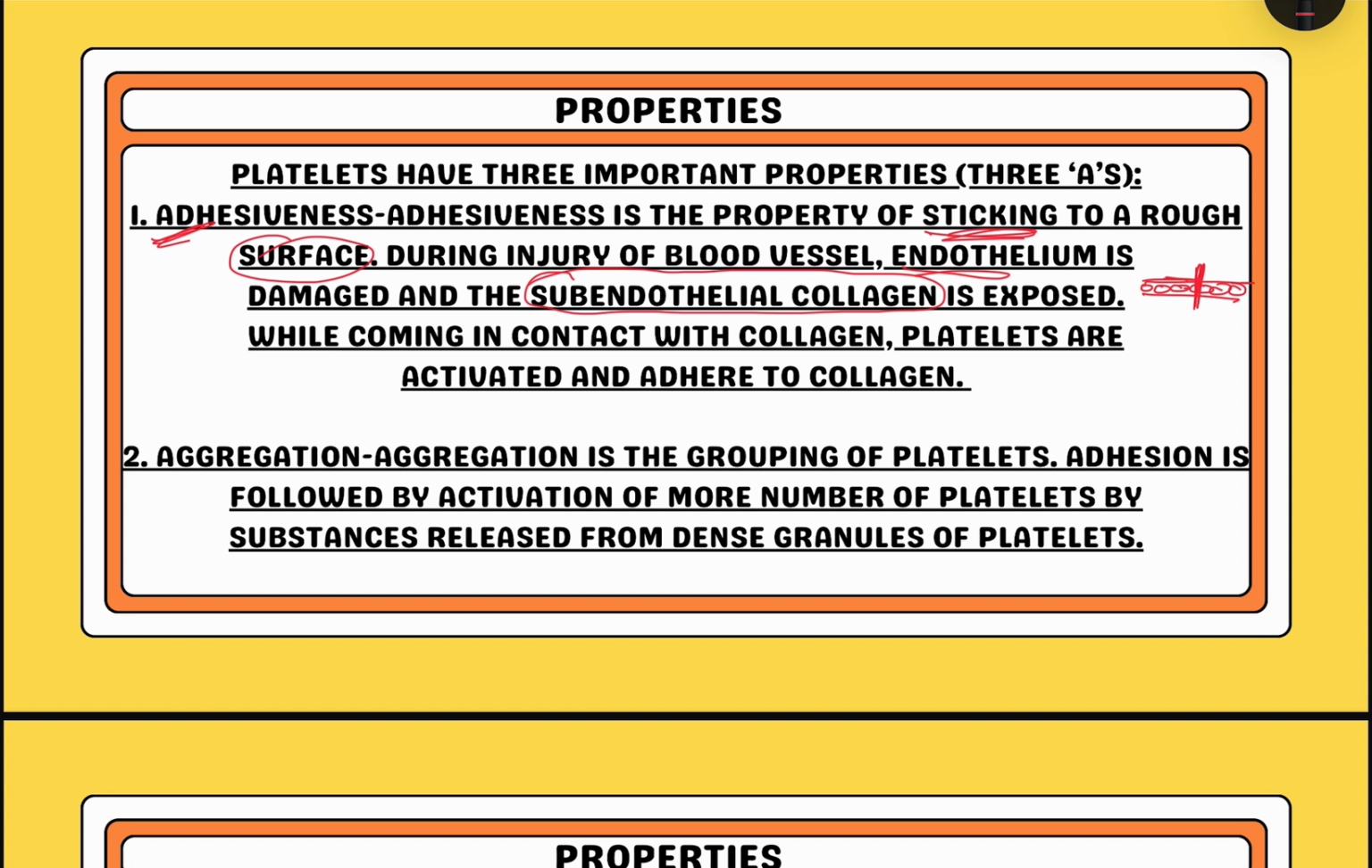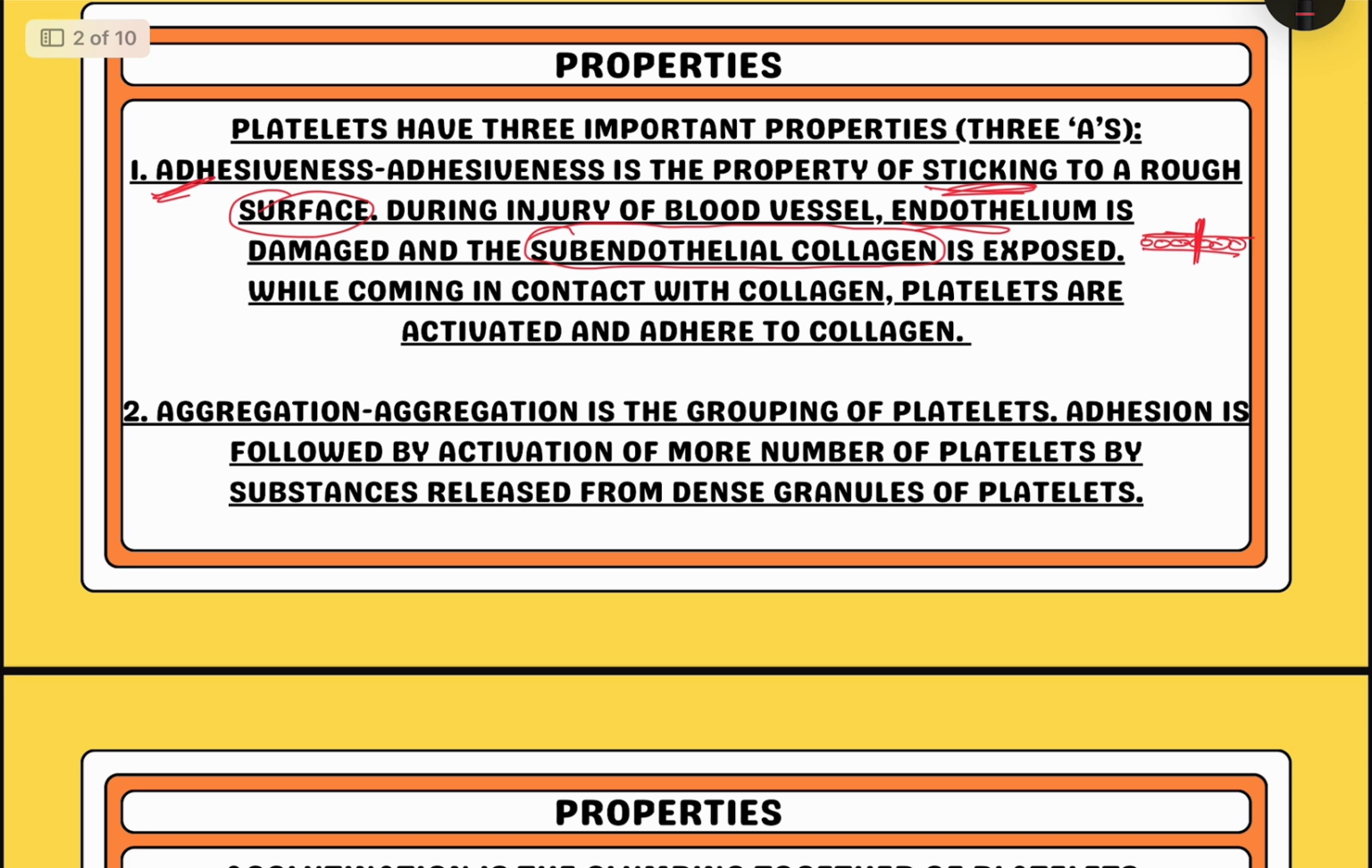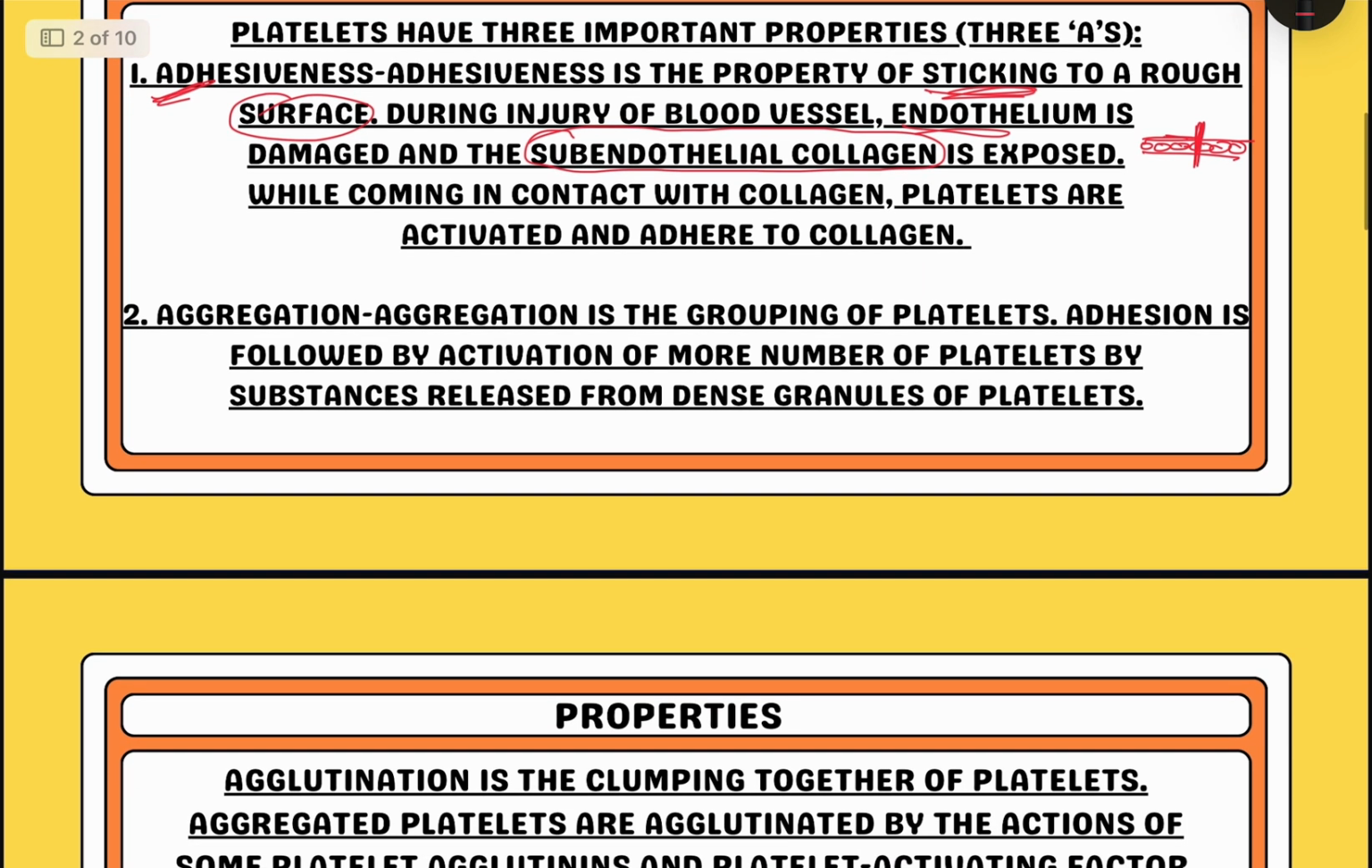Next, the aggregation. By the simple term itself, we know aggregation means when a group of things comes together or forms a cluster. So aggregation is the grouping of platelets. Adhesion is followed by activation of more platelets by substances released from the dense granules of platelets. So in simple terms, it is the grouping of the platelets. The platelets which first adhered to the subendothelial collagen are now getting aggregated or clumped together.